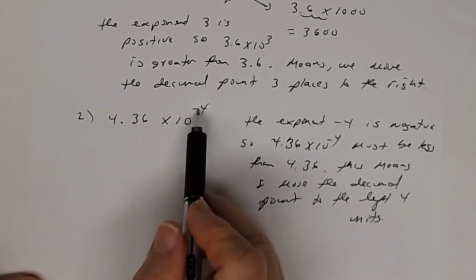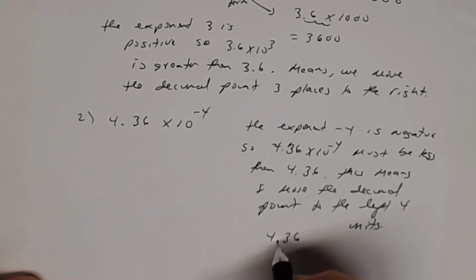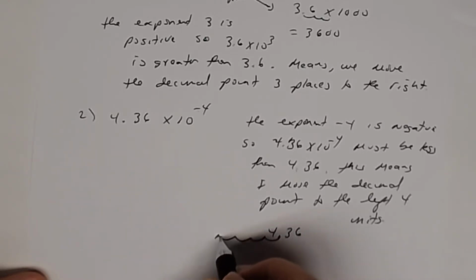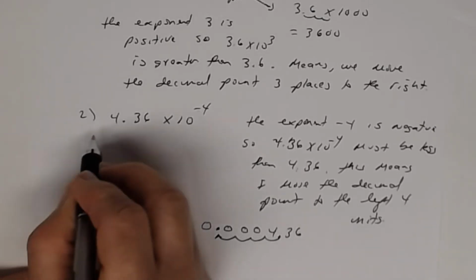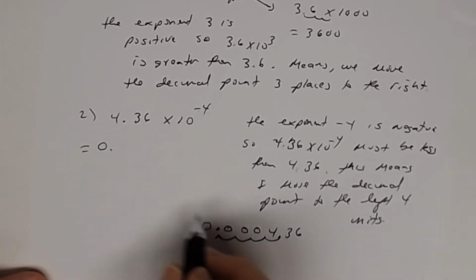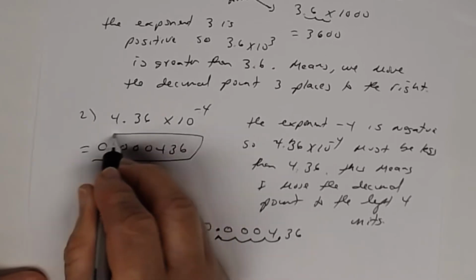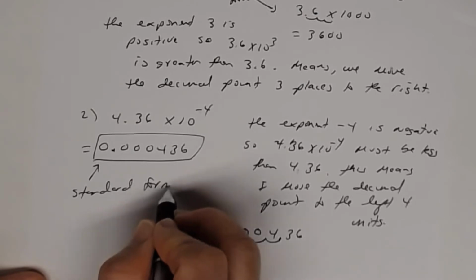So since the exponent is negative, to put this in standard form, I'm going to take 4.36, the decimal point, and move it 4 units to the left. 1, 2, 3, 4. So the decimal point goes here. We fill in those little placeholder zeros, and always put a 0 in front of the decimal point. So it's going to equal 0 point, and then 1, 2, 3, so 3 other zeros, 4, 3, 6. So that is our number in standard form.